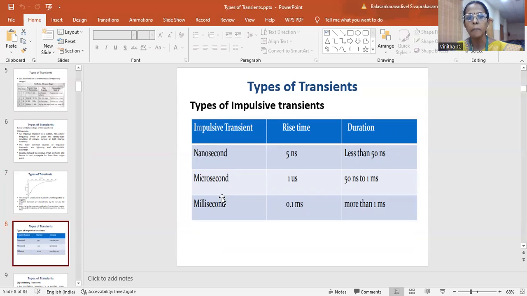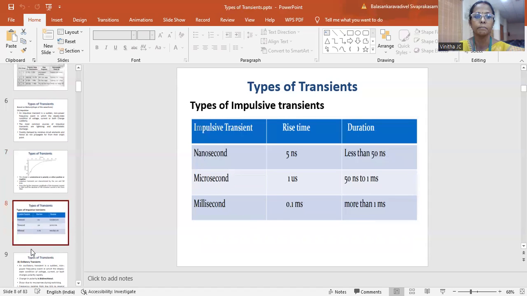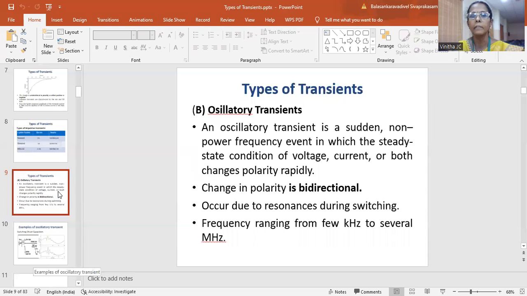And the second one is microsecond. The rise time for this transient is 1 microsecond, and the duration of this waveform is 50 nanoseconds to 1 millisecond. And the third one has the time period in milliseconds. The rise time for this waveform is 0.1 millisecond, and it may exist for more than 1 millisecond. This is about the impulsive waveform.